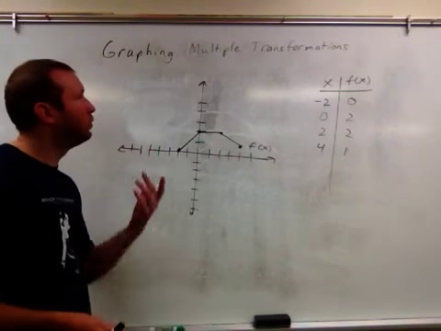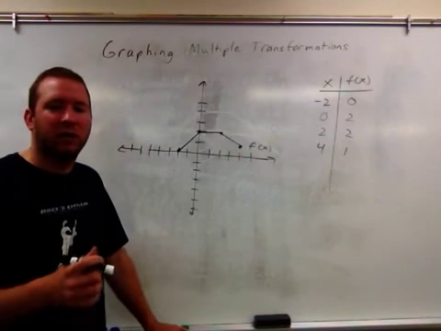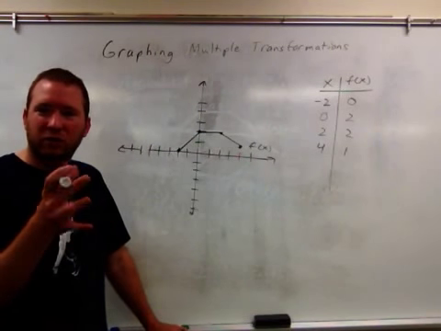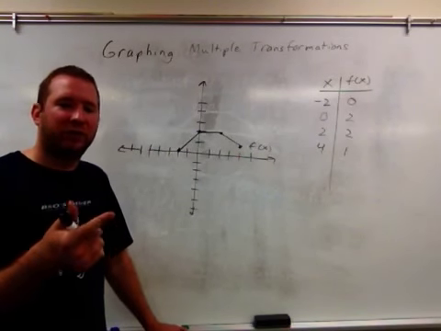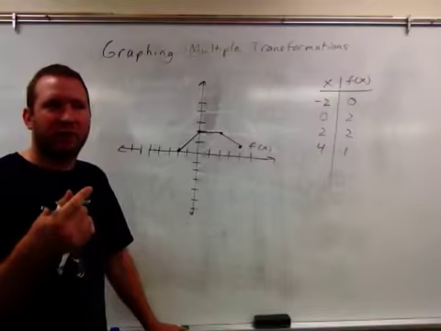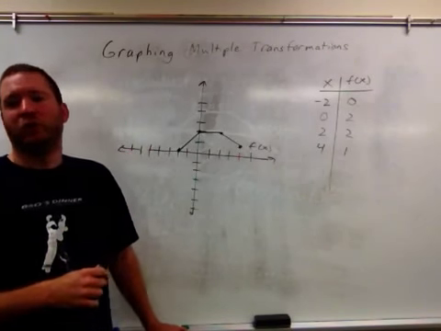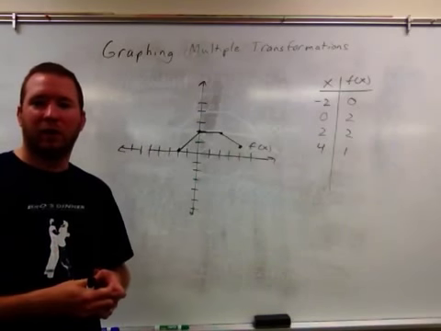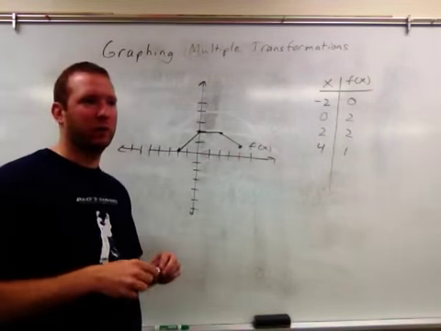Alright, so you should have seen the previous video on graphing transformations. It showed you how to do each type of transformation individually: vertical stretch, vertical shift, horizontal shift, and the two reflections. So we're going to look at a couple of examples of multiple transformations, putting them all together, figuring out which one affects the x, the y, and what we do with them.